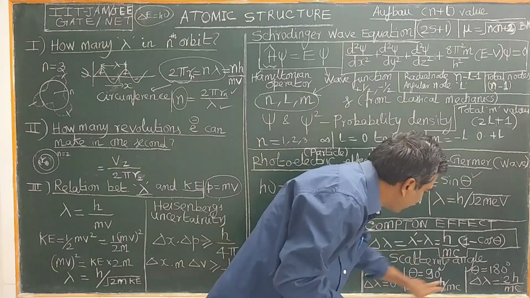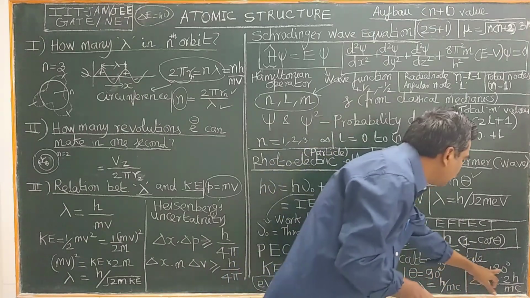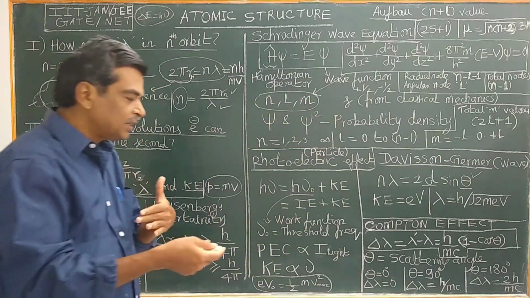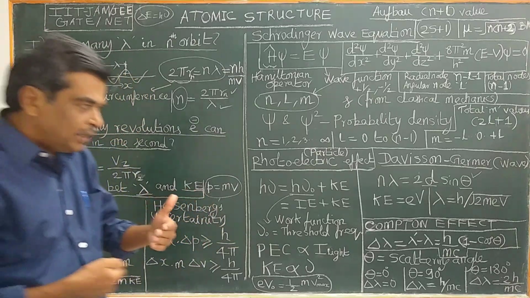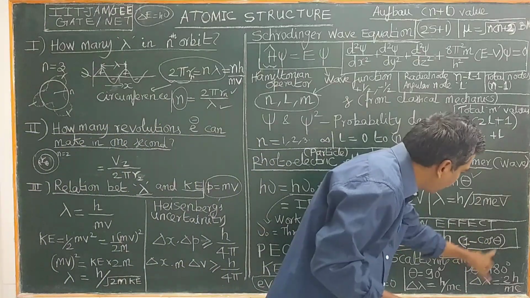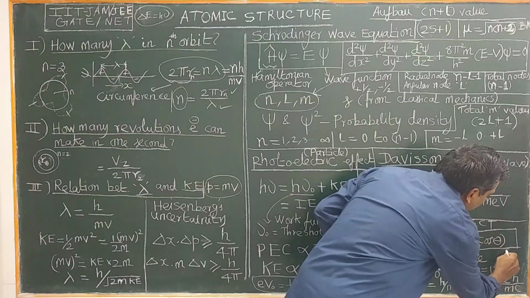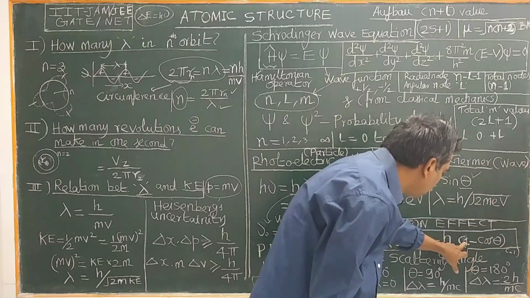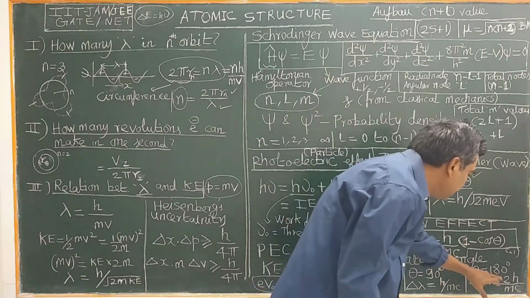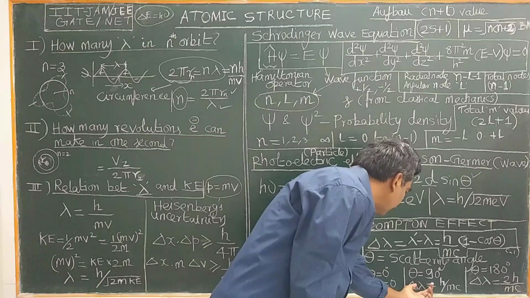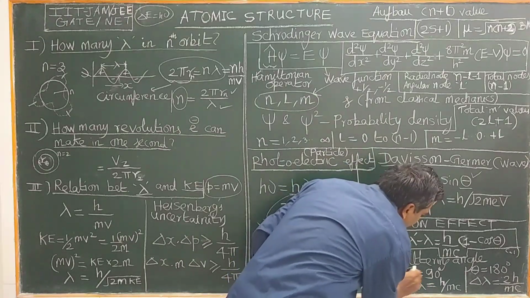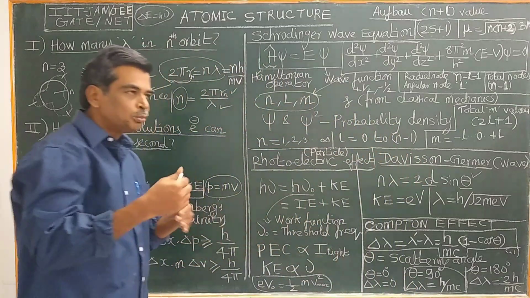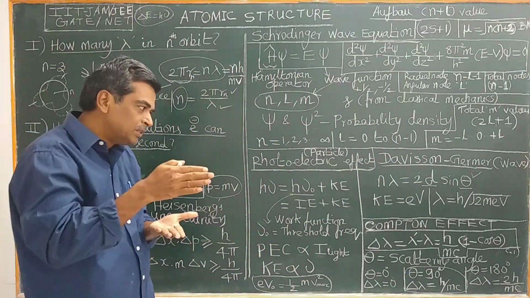Therefore, the shift is h by mc, and this wavelength is called the Compton wavelength. When theta equals 180 degrees, the scattered radiation is measured opposite to the incident beam, then cos 180 equals minus 1. Therefore, you will get 1 plus 1, 2, so 2h by mc. It is twice the Compton wavelength. In general, the scattered radiation is measured perpendicular to the incident beam.